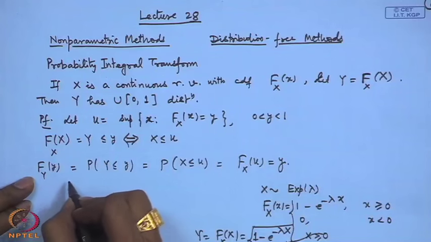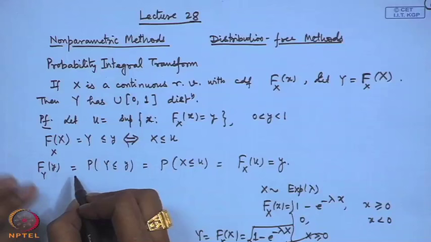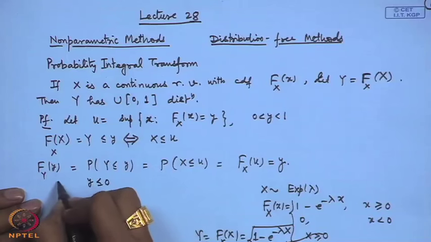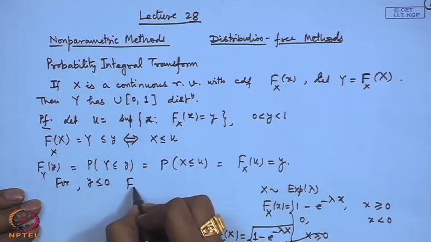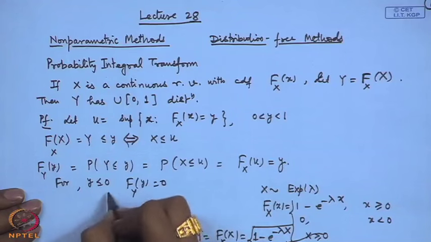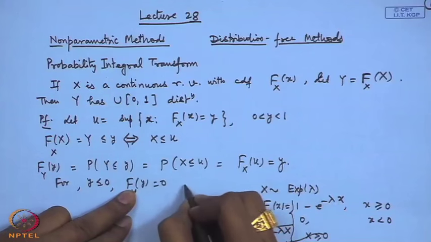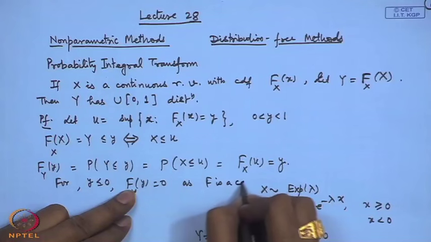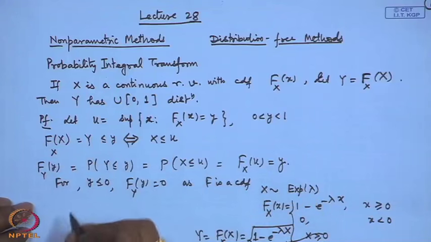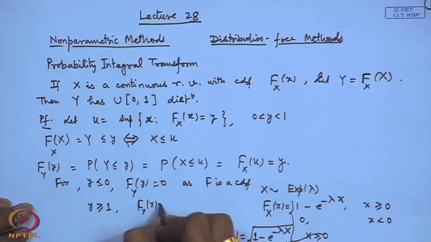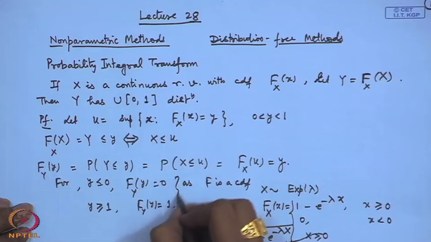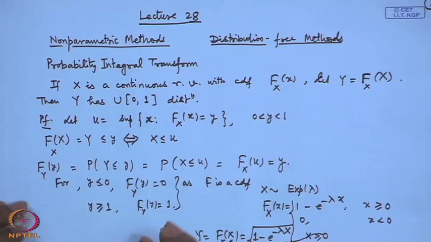And of course, if I consider y to be less than or equal to 0, certainly F_Y(y) will be 0. Why? Because F is a CDF. CDF takes values between 0 and 1, and for y greater than or equal to 1, F_Y(y) will be equal to 1. So, these two statements are valid because F is a CDF. All the values of F_Y(y) are between 0 and 1 only.